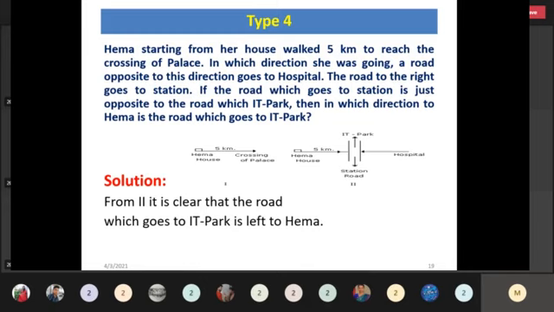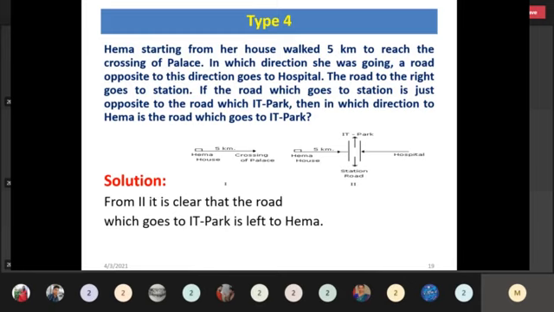Type 4. I'll read out this one, so please listen carefully so that you can understand. Hema, starting from her house, walked 5 kilometers to reach the crossing of a palace. A road opposite to the direction she was going goes to a hospital. The road to the right goes to a station. If the road which goes to the station is just opposite to the road which goes to IT Park, then in which direction to Hema is the road which goes to IT Park?